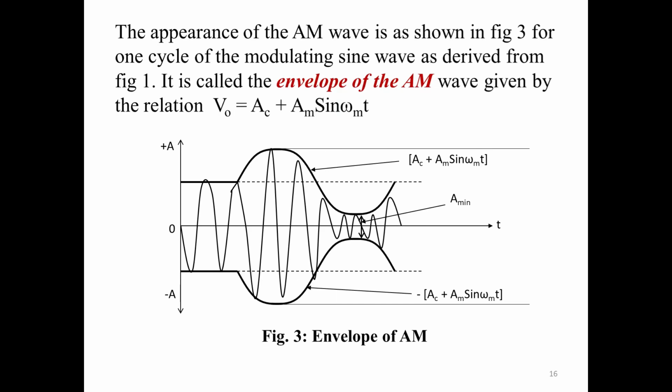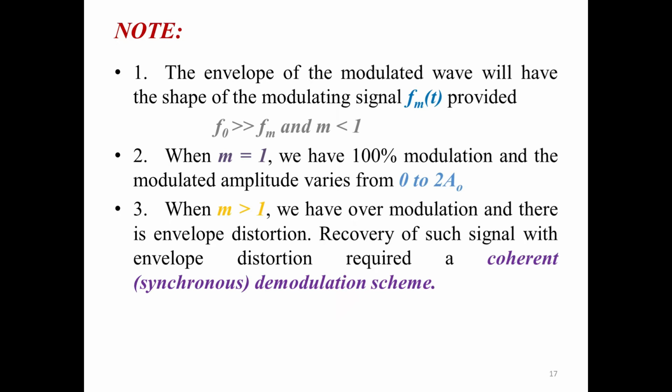It is called the envelope of the AM wave, given by the relation V0 equal to AC plus AM sine omega t. Note, the envelope of the modulated wave will have the shape of the modulating signal Fm of t, provided A0 is far greater than Fm and m is less than 1. When m is equal to 1, we have 100% modulation, and the modulated amplitude varies from 0 to 2A0. When m is greater than 1, we have overmodulation, and there is envelope distortion. Recovery of such a signal with envelope distortion requires a coherent or synchronous demodulation scheme.